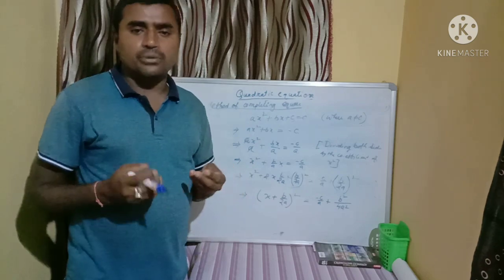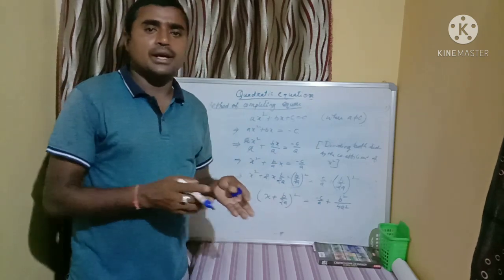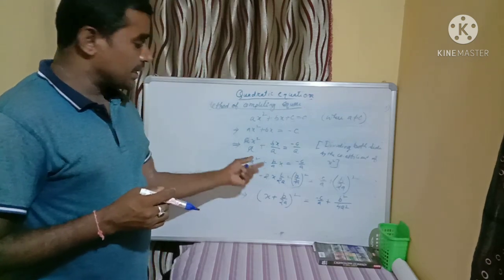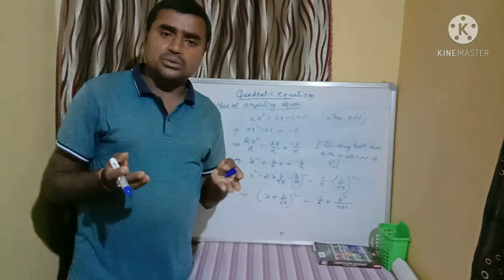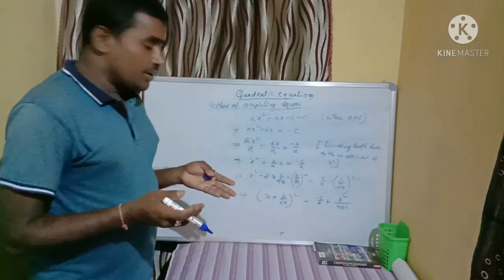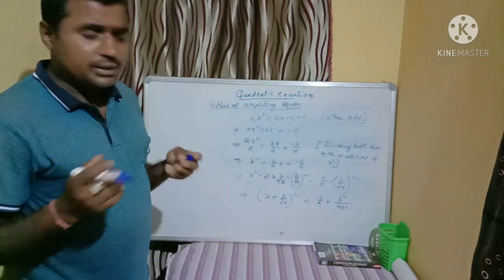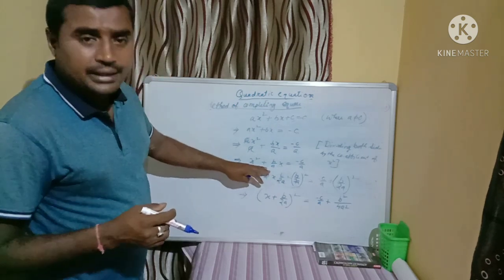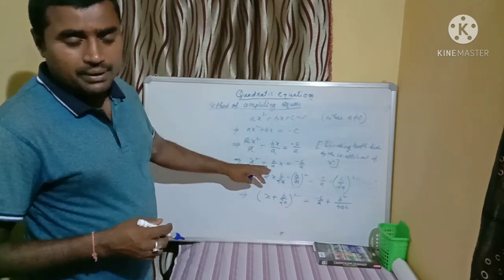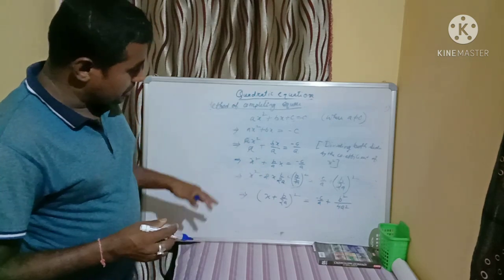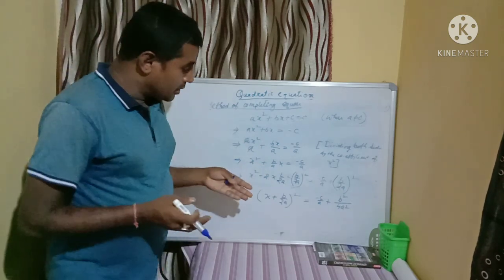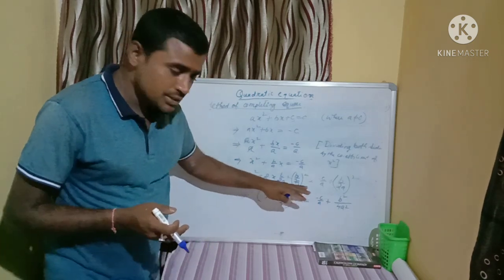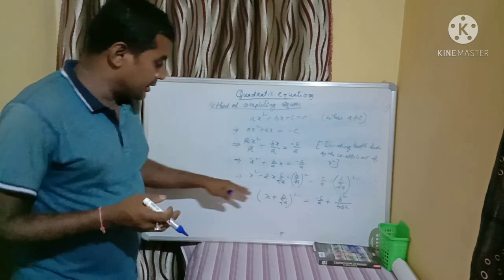Next step, we make the left hand side a perfect square. We already know we have two perfect squares: one is a plus b whole square, another is a minus b whole square. To make a plus b whole square, our term must be a square plus twice ab plus b square, or a minus b whole square is a square minus 2ab plus b square. So on the left side there is no minus sign, so definitely our term becomes a plus b whole square. For making it, we have to make a square plus twice ab plus b square, and here we make it.